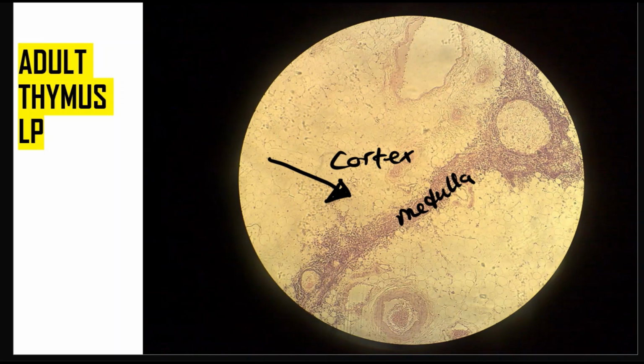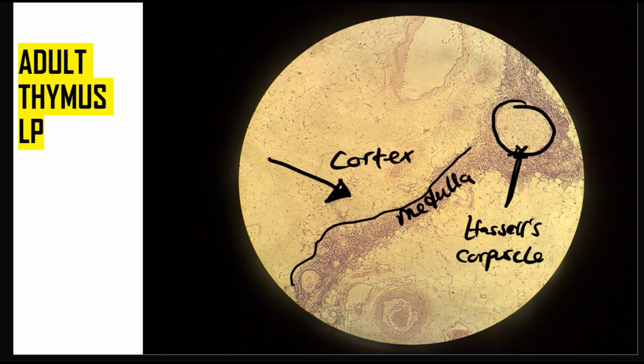So draw this at high power. Okay, so this one here is the Hassall's corpuscle. Look at how small the medulla has become. The medulla is being compressed. It's very small. Why? Because the thymus is dying off. So draw this, label it adult thymus. There is no differentiation between the cortex and the medulla.